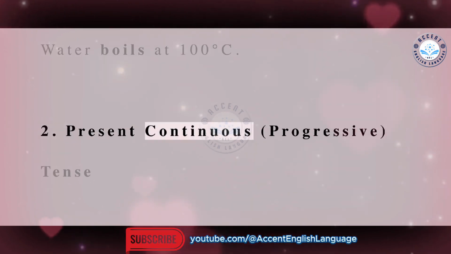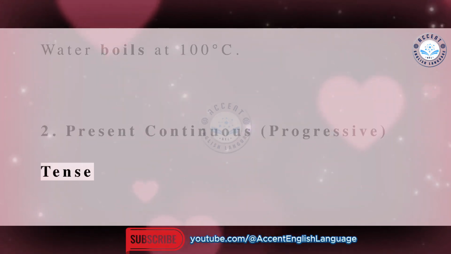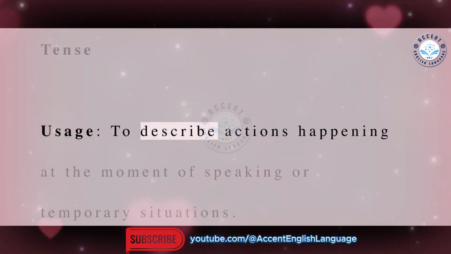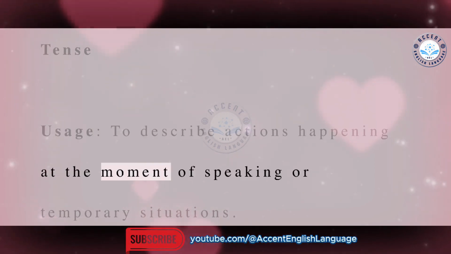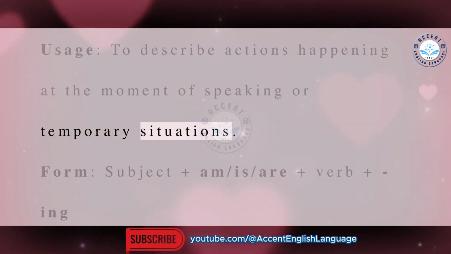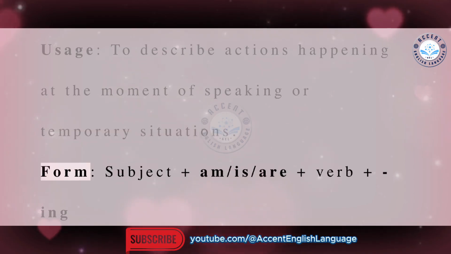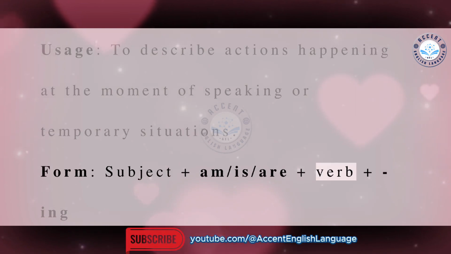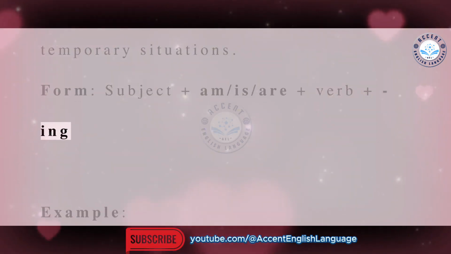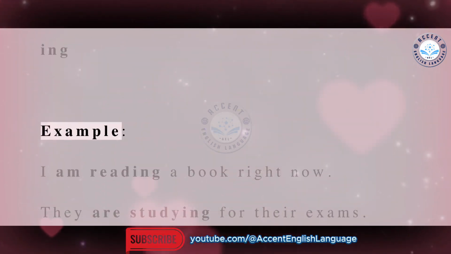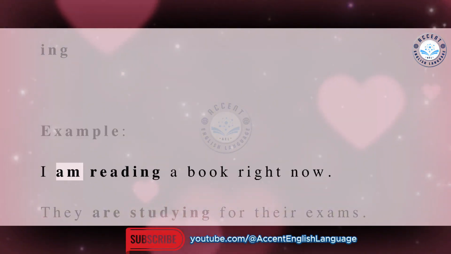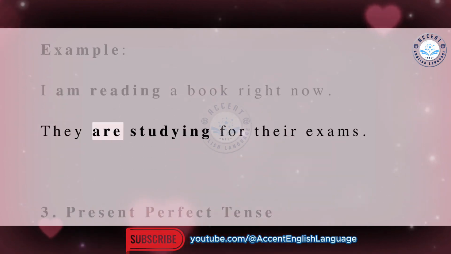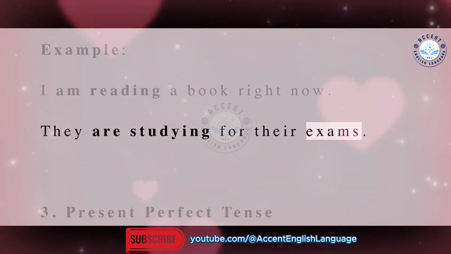2. Present continuous, progressive, tense. Usage: to describe actions happening at the moment of speaking or temporary situations. Form: subject plus am, is, are plus verb plus ing. Example: I am reading a book right now. They are studying for their exams.